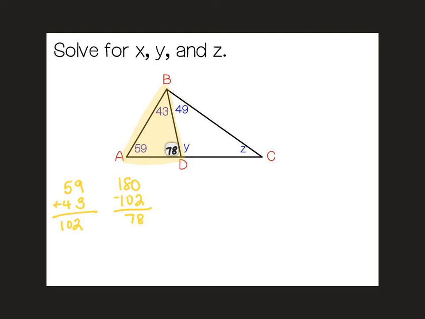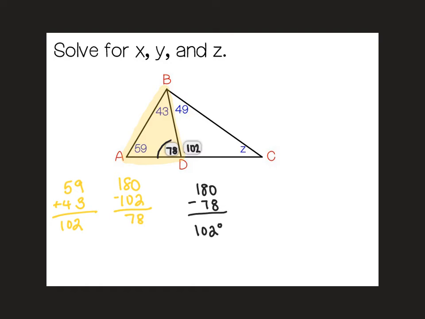There are several ways to solve this problem, but the next thing I would notice is that these two angles right here form a straight line. So they're a linear pair, so we know that they add up to be 180 degrees. So if I do 180 minus 78, I can see that angle y is 102 degrees.